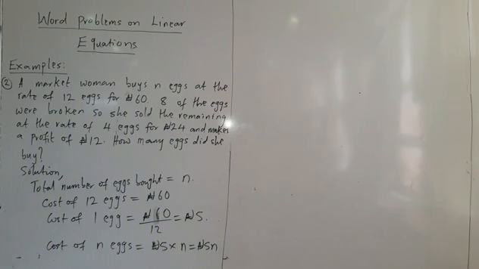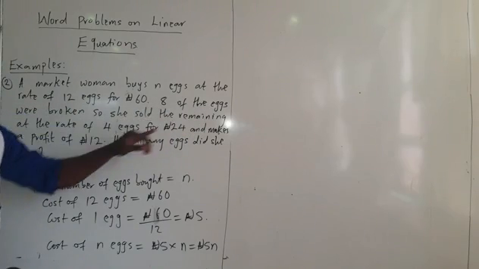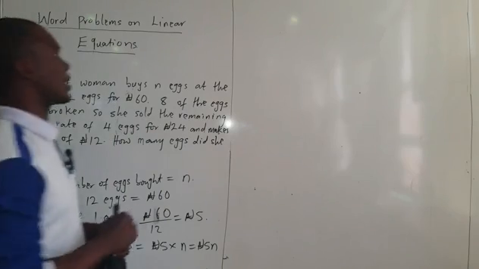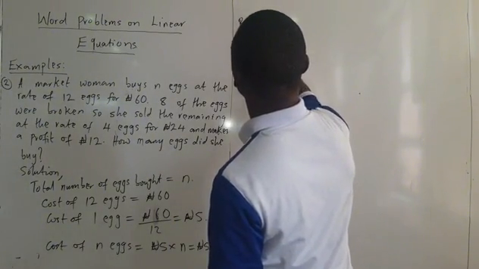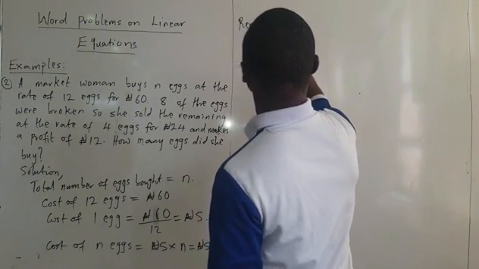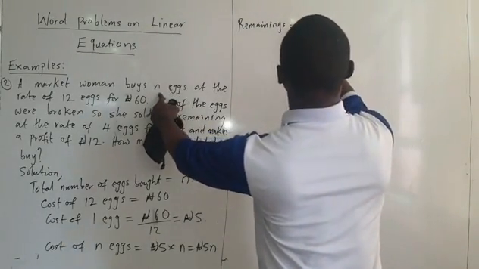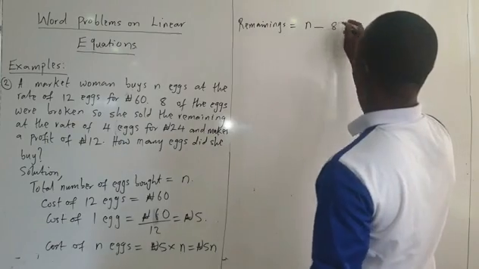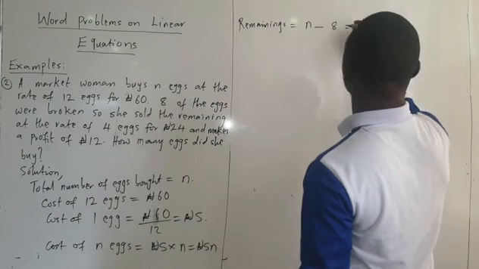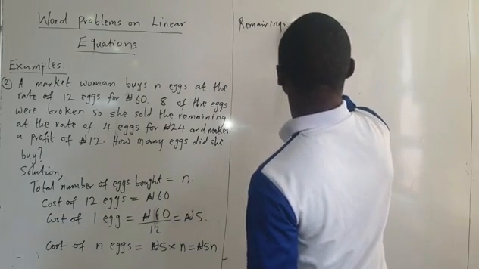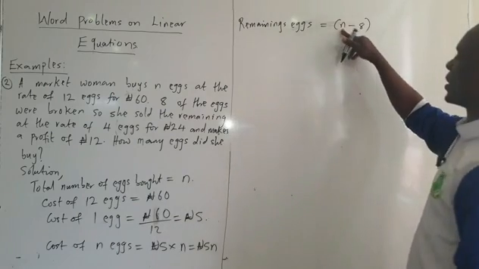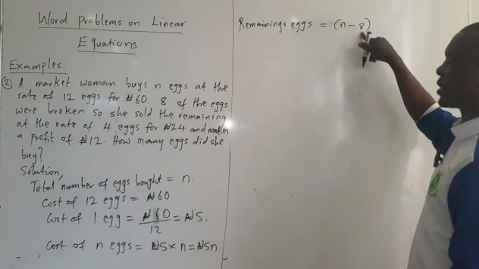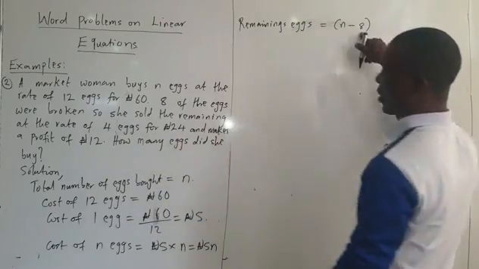So that is the cost of n eggs. So let's move on. The question says 8 of the eggs were broken, so let's find the remaining eggs. The remaining eggs will be the total eggs, which is n, minus the broken eggs, that is 8. So the remaining eggs equals n minus 8, where n is the total number of eggs and 8 is the number of eggs that were broken.